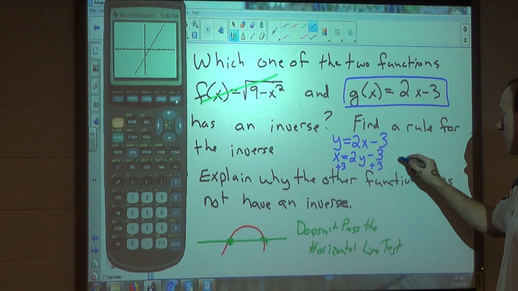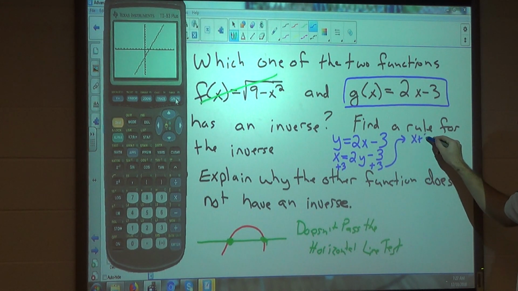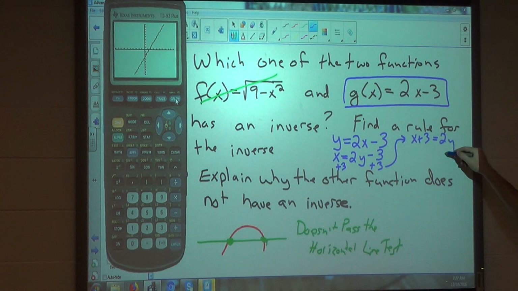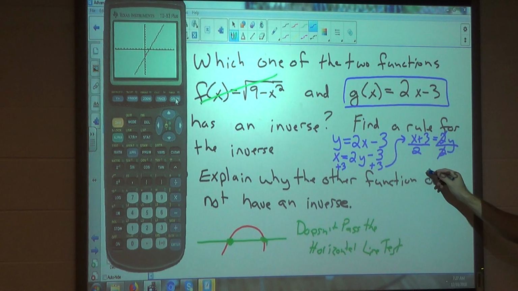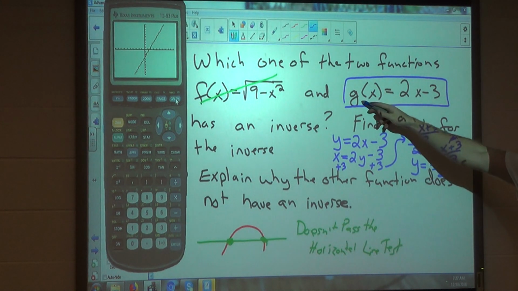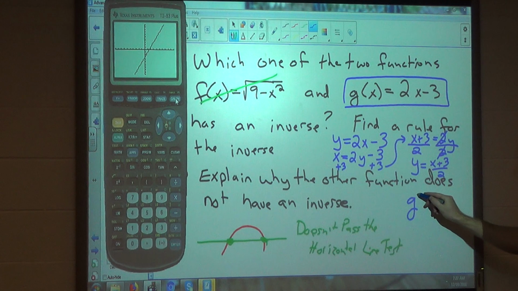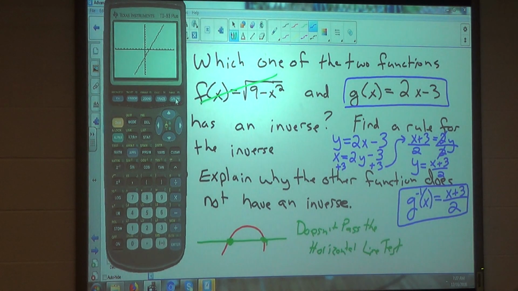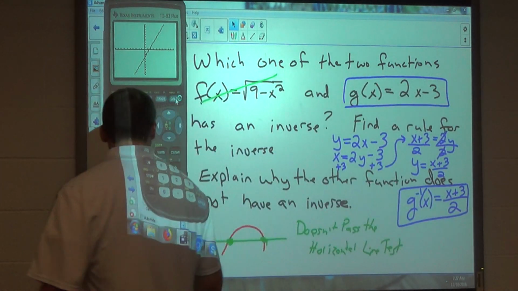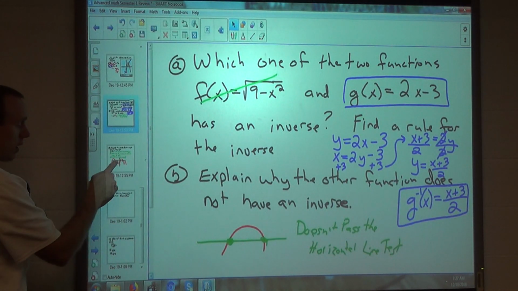Okay, so I'll add 3 to both sides, which gives me x plus 3 equals 2y. And then you divide both sides by 2. And we get y equaling x plus 3 over 2. And if I actually write it as the inverse, we use the g of x notation, but we go g to the negative 1, g inverse of x equals x plus 3 all over 2. And there would be the rule. Okay? All right, next question.